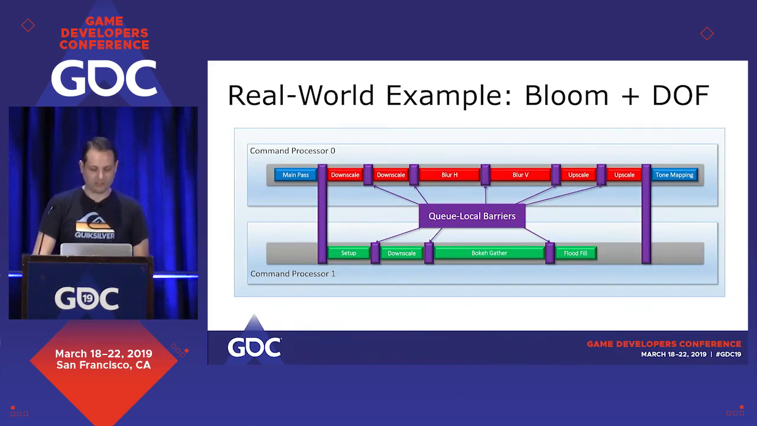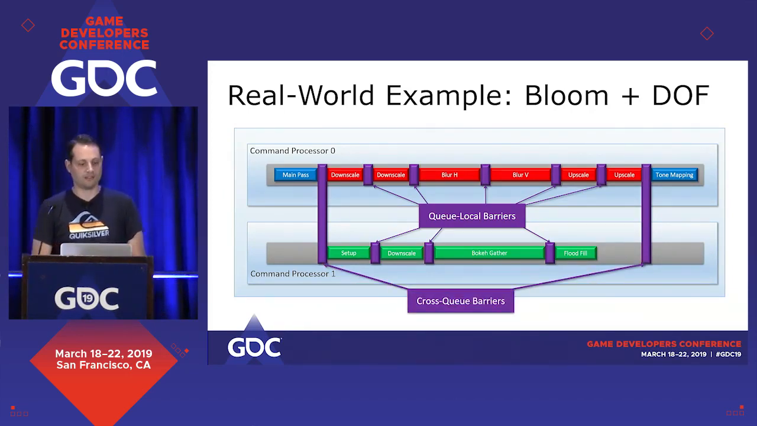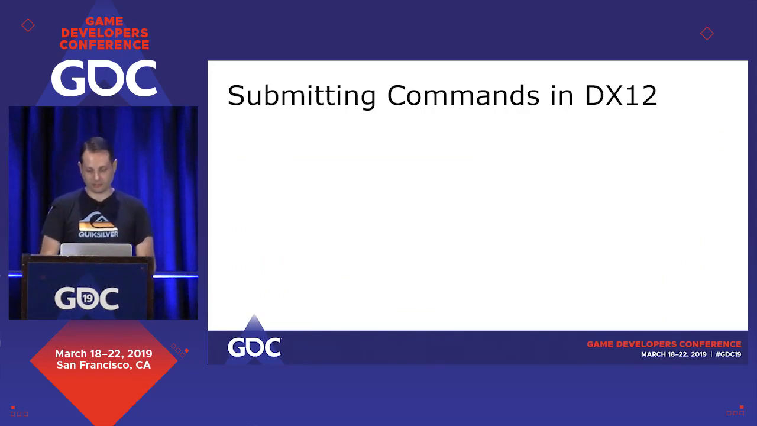And then what we also really need is some kind of cross queue barrier, because we have to make sure that we don't start the depth of field process on the second command processor until the main pass is finished. So we also need that kind of synchronization. And this actually maps pretty well to what you have in DX12 and Vulkan.